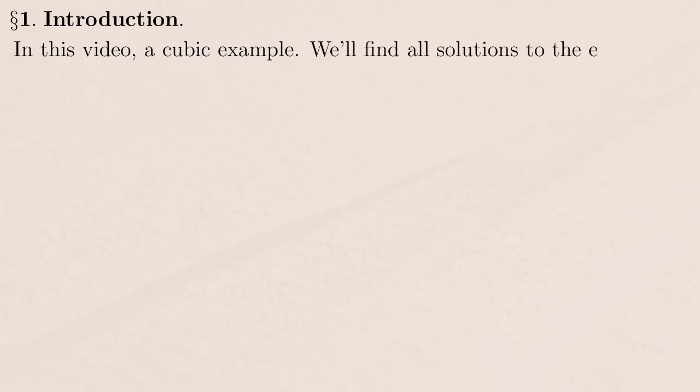Section 1. Introduction. In this video, we'll work through a cubic example, and we'll compare and contrast it to the mostly quadratic fields we've spoken about so far. This will also give us a chance to meet some new interesting results. So in this video, we're going to find all the solutions to the equation x cubed minus 7y cubed equals 1 for x and y integers.